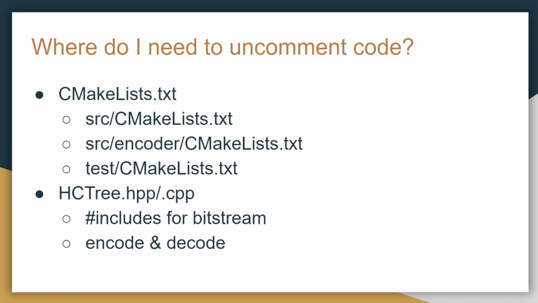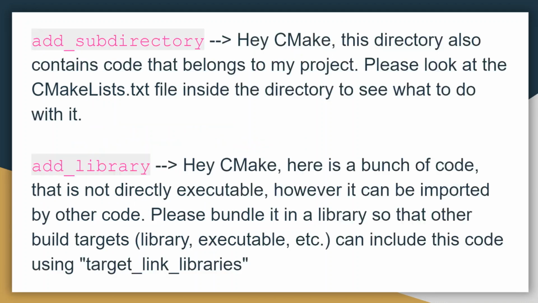Okay, so where do I need to uncomment code? You need to do it for the CMakeLists.txt files under the source directory, under the encoder directory, and under the test directory. And then there's also some stuff you need to uncomment in HCTree. So you need to uncomment the includes for Bitstream and the encode and decode.